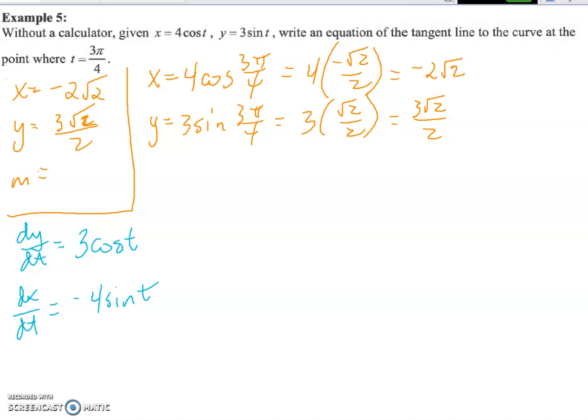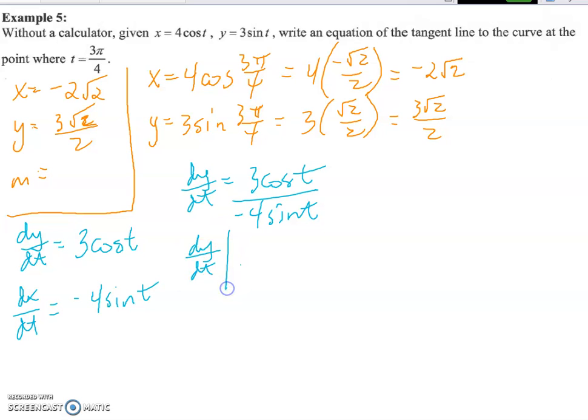So the derivative dy dx is just dy dt divided by dx dt. So we have dy dx equal to 3 cosine of t over negative 4 sine t. And now what we're going to do is evaluate that at t equaling 3 pi over 4.